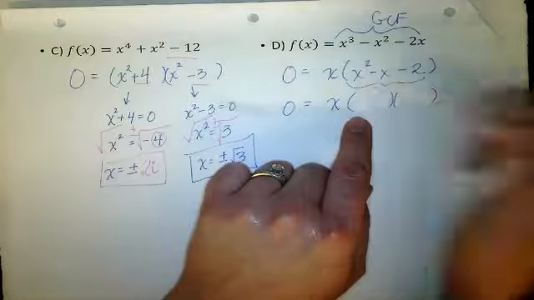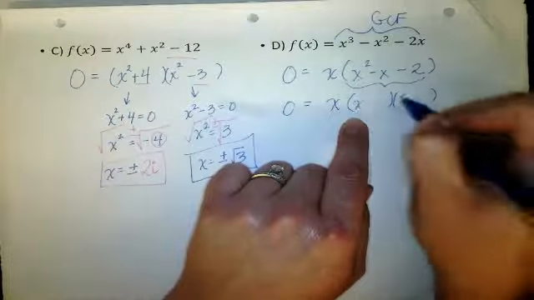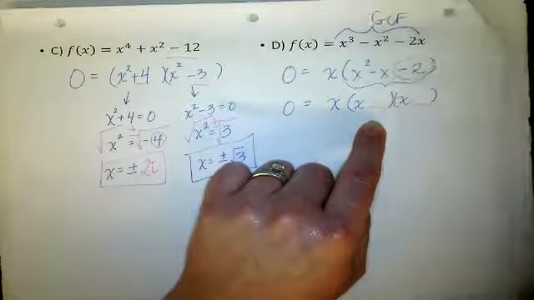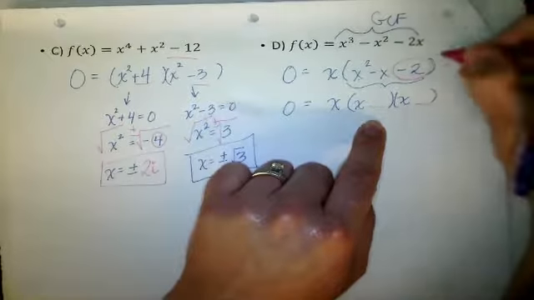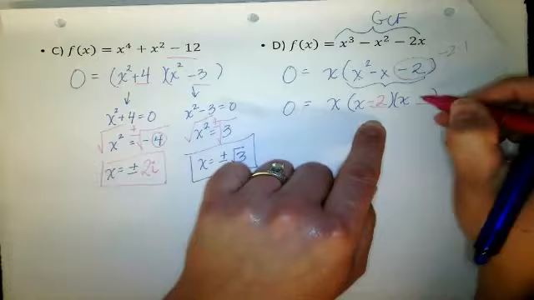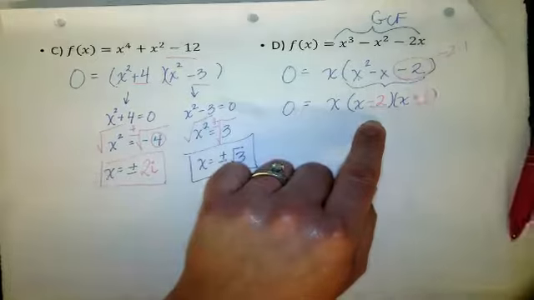What times what is x squared? x times x. And then last times last has to be negative 2. What times what is negative 2? Negative 2 and positive 1. I think that's going to work for us. Hey, that's handy. Negative 2 and positive 1.